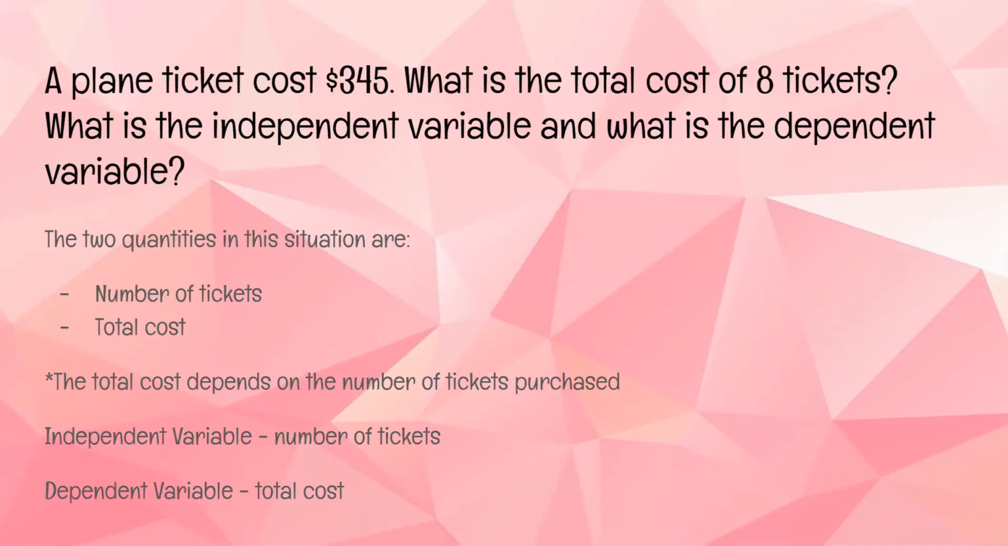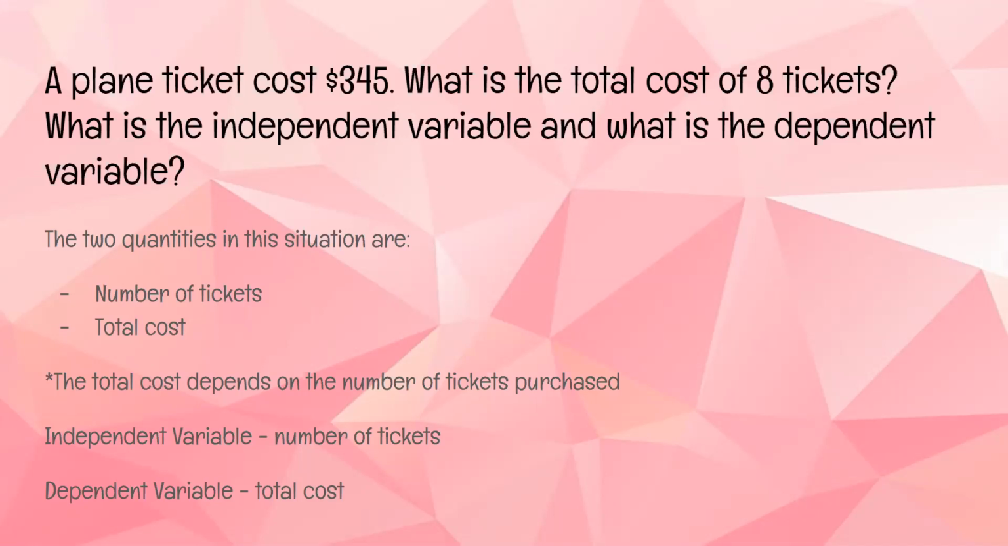Then I would be paying $690. So my total cost is going to change based on the number of tickets changing. So my dependent variable, or my total cost, depends on the number of tickets that I'm buying.